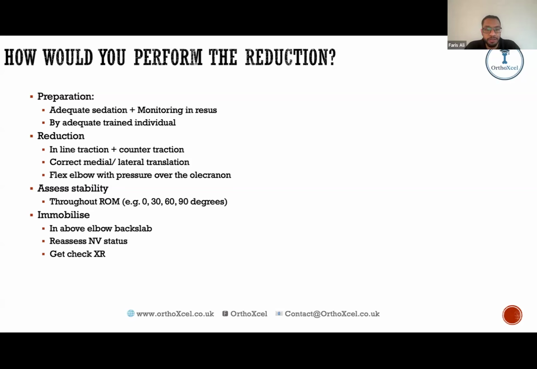And then I would say after that, and after checking the stability, I would put it in an above-elbow back slab at 90 degrees, because 90 degrees is the most stable position for the elbow to stay in place. And then I'll assess neurovascular status and get a check X-ray.